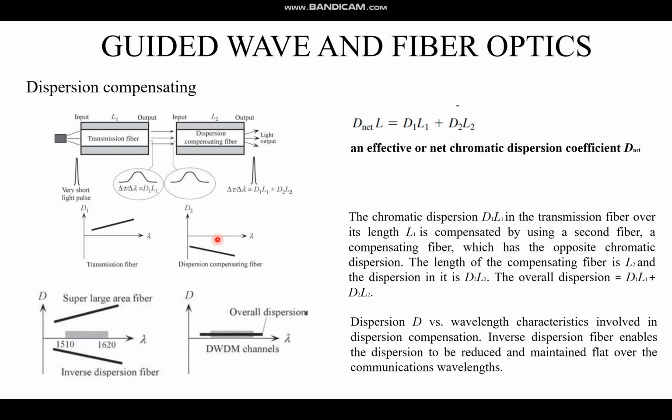And another is dispersion compensation, which is adding a dispersion compensating fiber like this. If the dispersion in the transmission fiber is increasing, we can add dispersion compensating fibers like this, and we can make the dispersion flat like this. So this is the formulation of compensating dispersion.